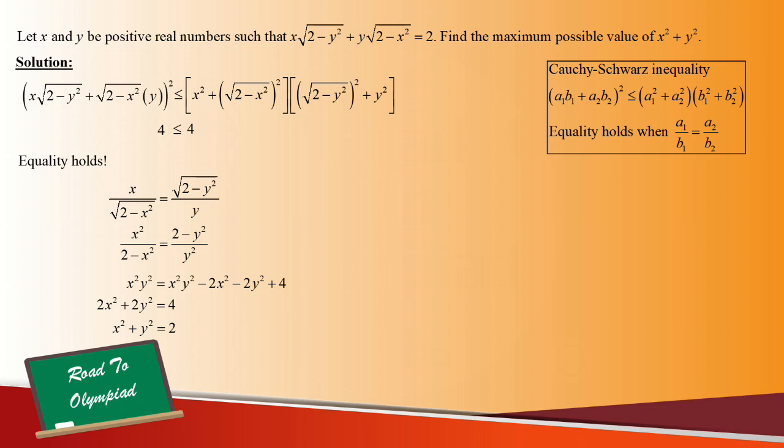We can see that in this solution, it tells us that regardless of the values of x and y, we will always get one value only for x squared plus y squared, which is equal to 2.